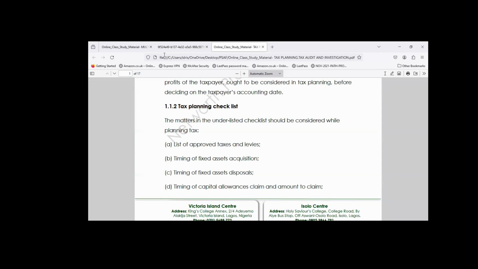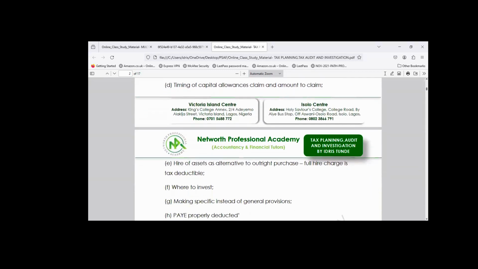Timing of fixed asset disposals. Which time can I dispose my fixed assets? If I dispose my fixed asset, at the end of the day, I will enjoy what is called balancing allowance. It's one of the tax planning checklists.